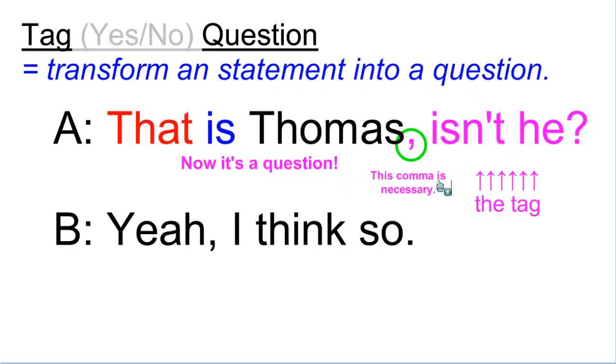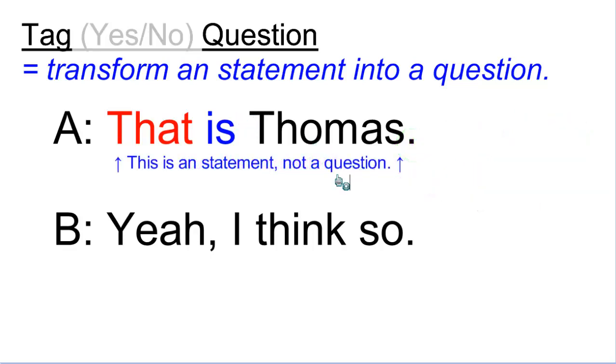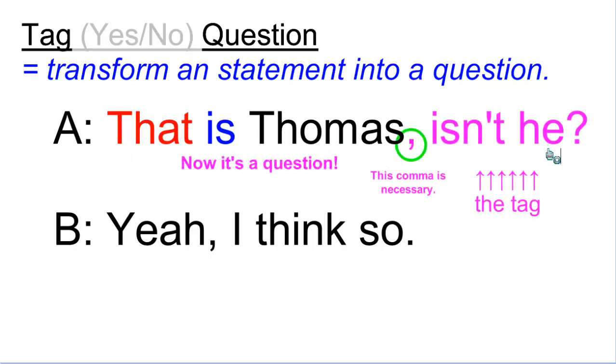You need to use this comma. Okay, that comma is necessary for all tag questions. And these two words here. So you see, it's a way to transform a normal sentence, a normal statement, into a question. Now, this is a yes/no question. Okay, it's like a yes/no question now.